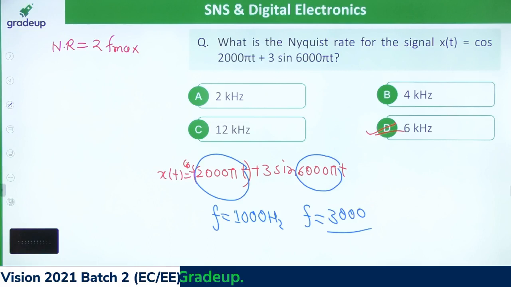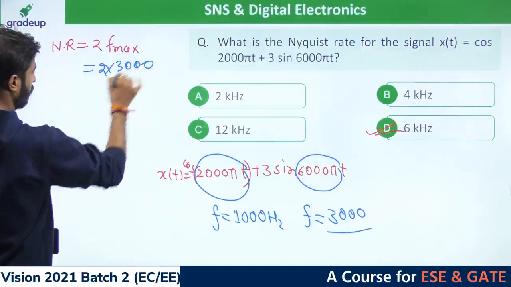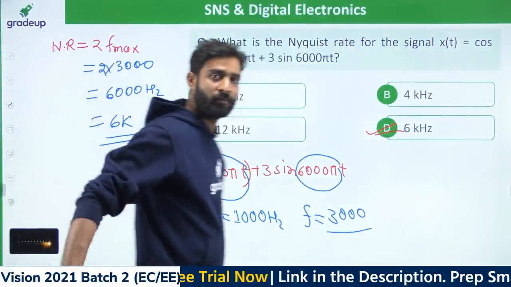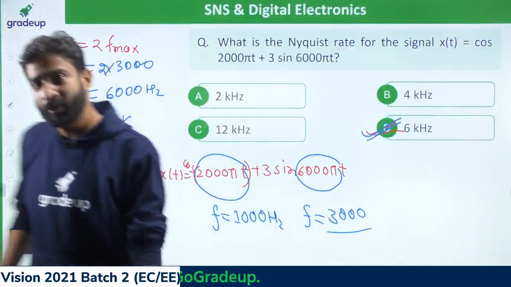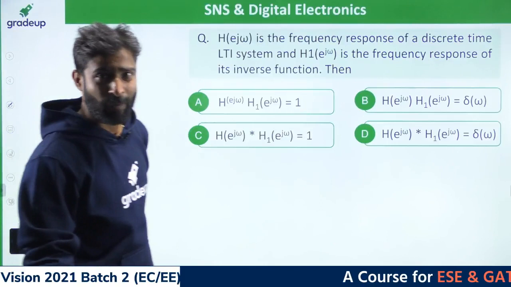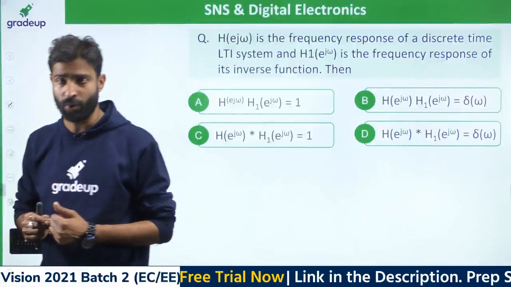2 into 3000, so 6000 hertz is the Nyquist rate, or we can say 6k. 6k is the correct answer for this, right? So 6k, D is the correct option, right? Now I'm giving you one more question, right? This type of conceptual or theoretical question we can expect, right? This type of concept is also useful in various designing approaches, right?